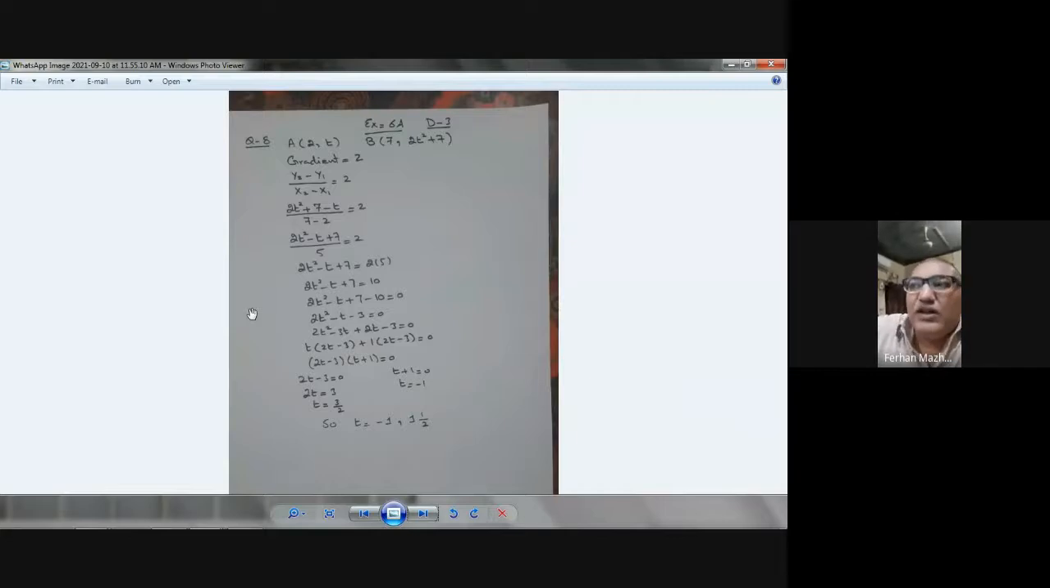Just apply the formula, put the values. The y2 value is 2t square plus 7, minus the y1 value is t. The x2 value is 7 and the x1 value is 2. So you have here 2t square minus t plus 7 divided by 7 minus 2, which is 5, equals 2. Take this 5 to the other side, it will become 2 multiply 5, which is 10.